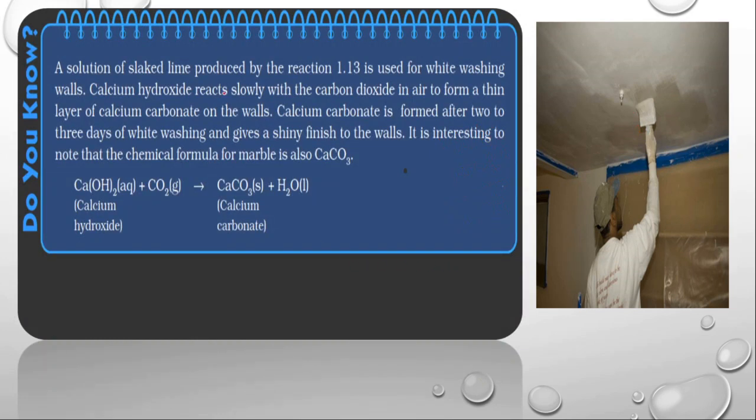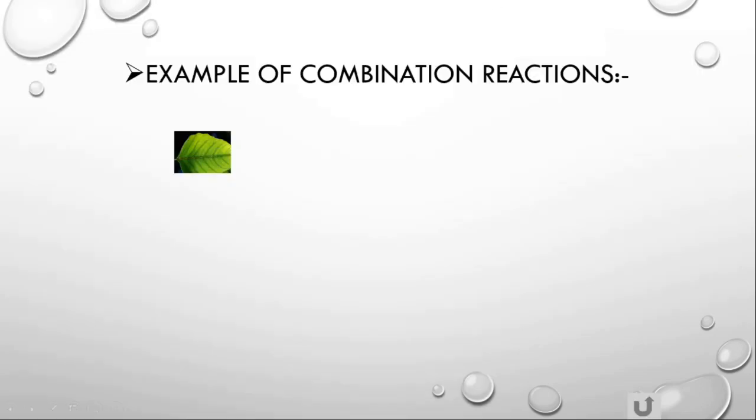Okay, now this solution of slaked lime reacts with carbon dioxide which is present in the atmosphere, and it forms a layer of calcium carbonate on the walls. Now this calcium carbonate which is formed after 2-3 days of whitewashing gives a shiny finish to the walls. The very first example of combination reactions is photosynthesis. Now I would like you to balance this equation first.